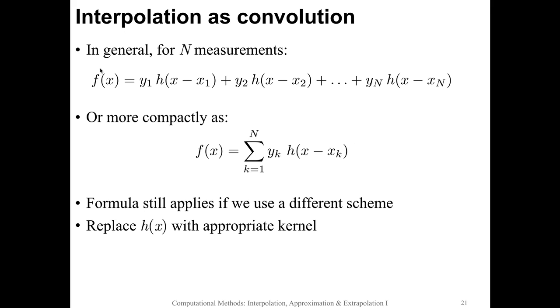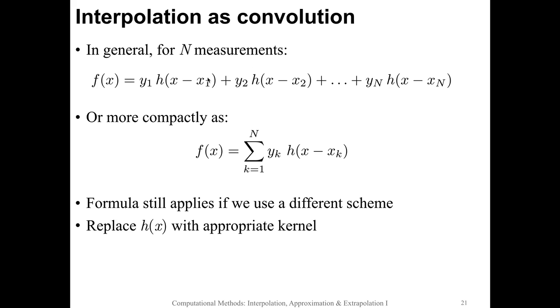So in that case, our interpolation function is going to be equal to each corresponding measurement value multiplied by a shifted kernel function so that it's centered on the corresponding knot point. So y2 multiplied by a shifted kernel that's centered on x2 all the way up to yn multiplied by the correspondingly shifted kernel.